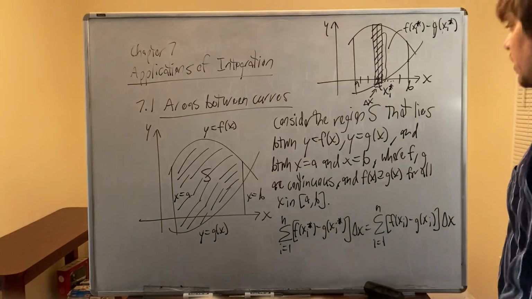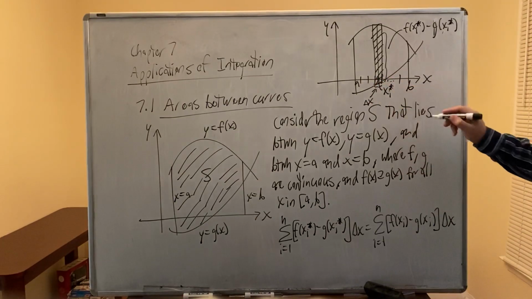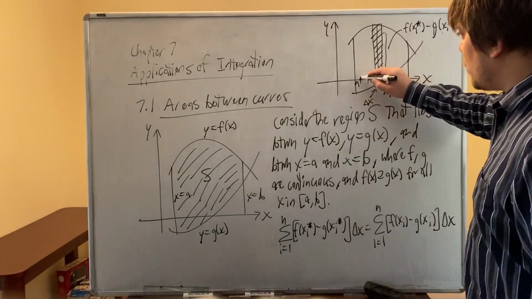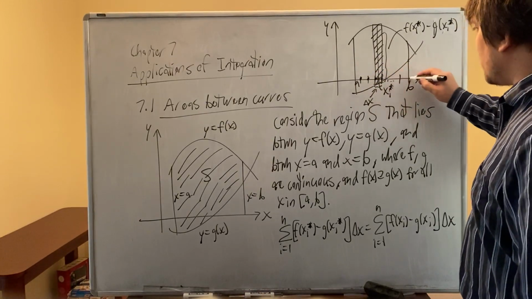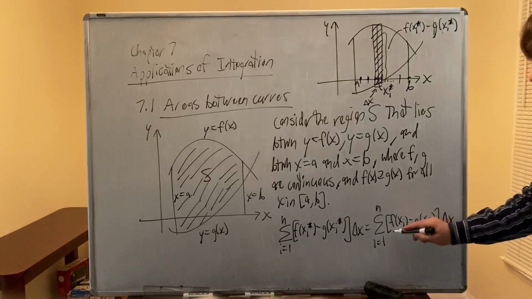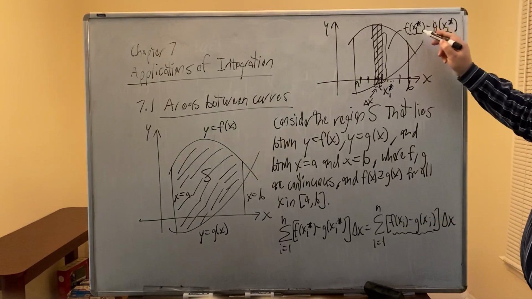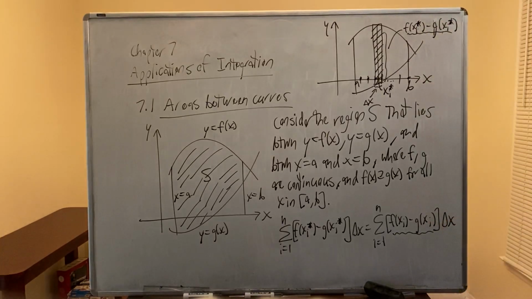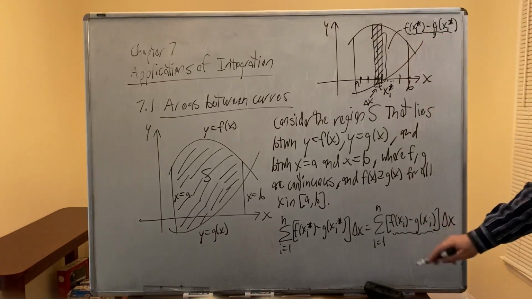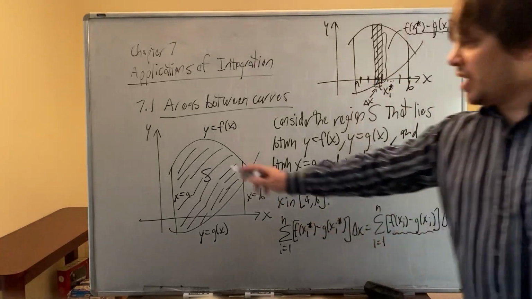And so what does that mean? That means that the arbitrary point I choose in each subinterval, I choose the right endpoint. And so if each point I choose is the right endpoint of each subinterval, then you have f of x sub i minus g of x sub i. If that's the right endpoint, then x sub i star is x sub i. Okay? And so this times delta x is the area of each approximating rectangle. You add up the areas of those n approximating rectangles, and you approximate the area of S.